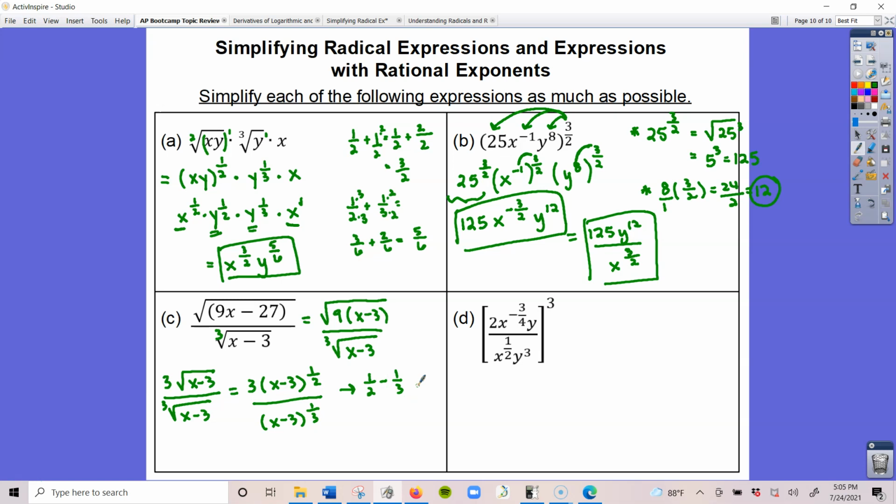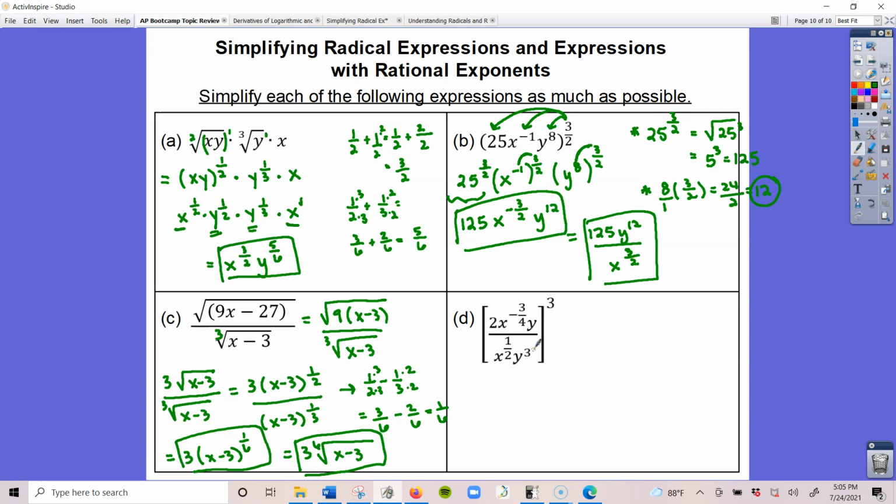In order to subtract, we need that common denominator, which in this case would be 6. So I'm going to multiply 3 here, and then 2 here and here. So this gives me 3 over 6 minus 2 over 6, which gives me 1 over 6. So this is my new exponent. So my answer would be 3 parentheses x minus 3 raised to the 1/6. This is an acceptable answer. However, we can also write this as 3 times the 6th root of x minus 3. So either one of these would be correct.